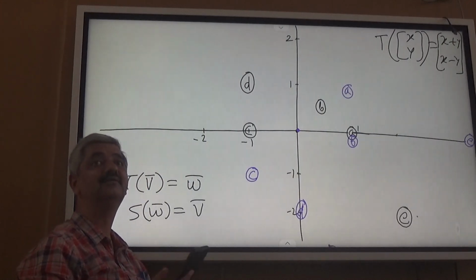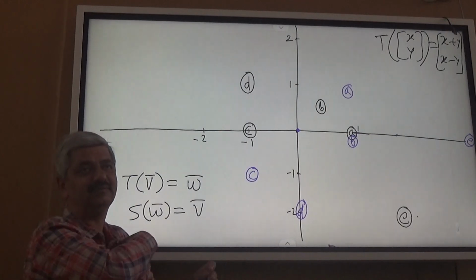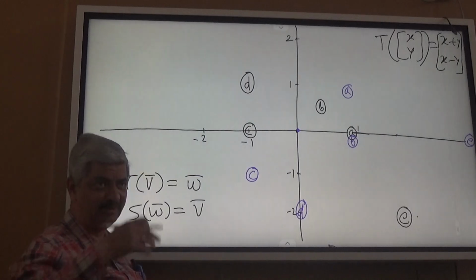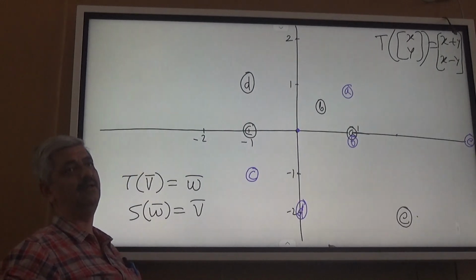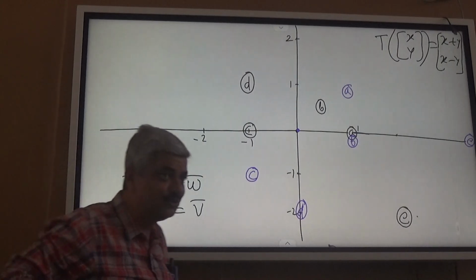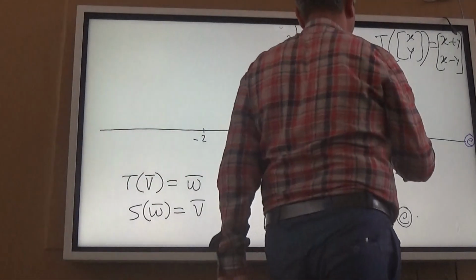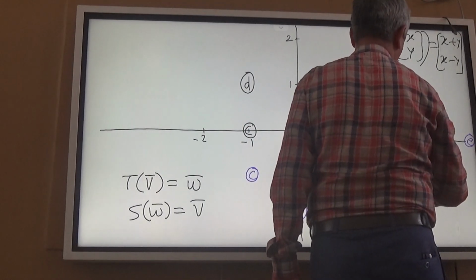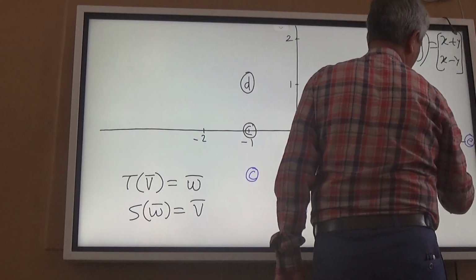What would it be? You got a question? Everybody has to find them. So what should you get? x plus y and x minus y. From that you should get x and y.